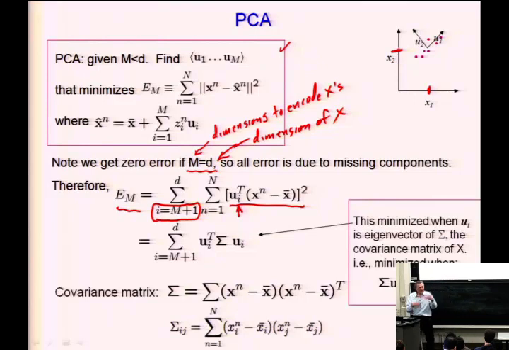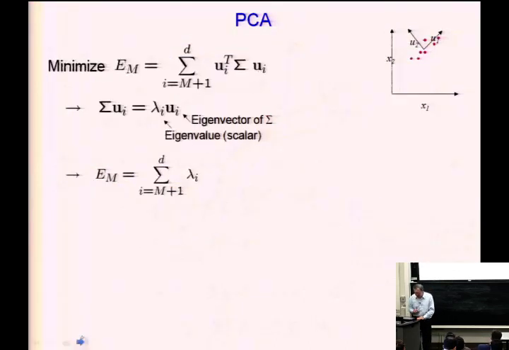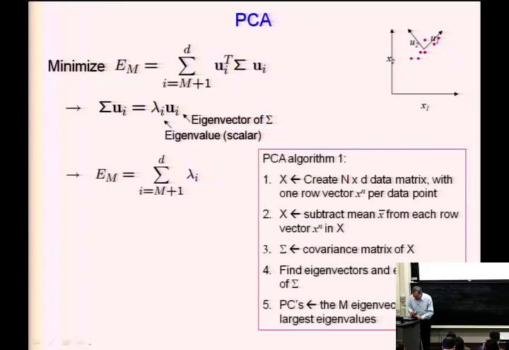Okay, so if you've had your course in linear algebra, this is all coming back to you, and you know this. But this basically turns this into a nice linear algebra problem where basically all we have to do is find the eigenvalues of the covariance matrix. So in fact, here is the algorithm.